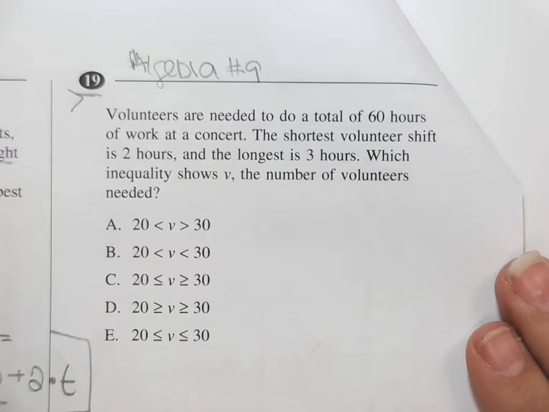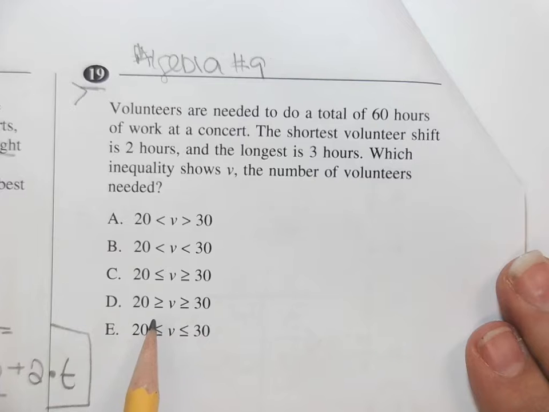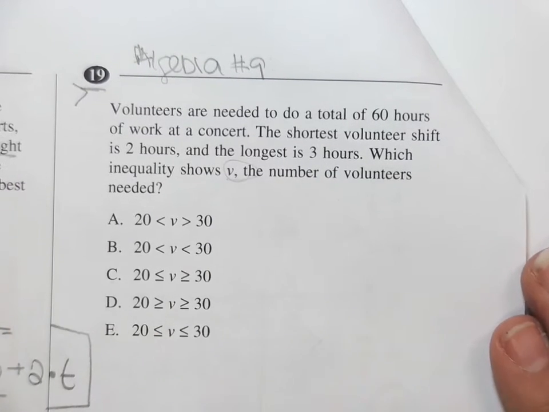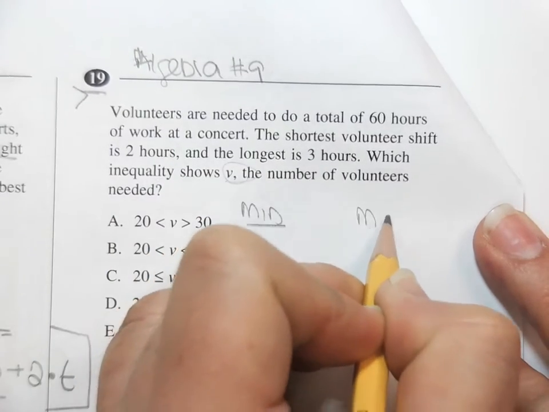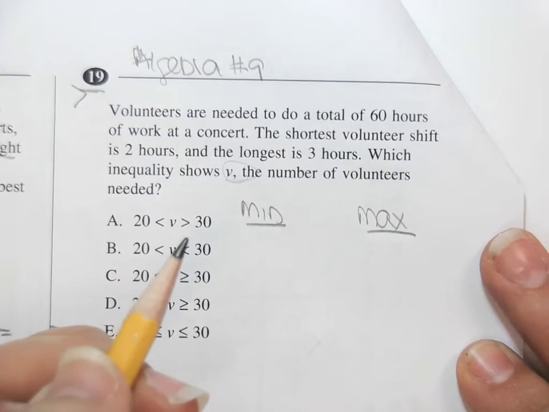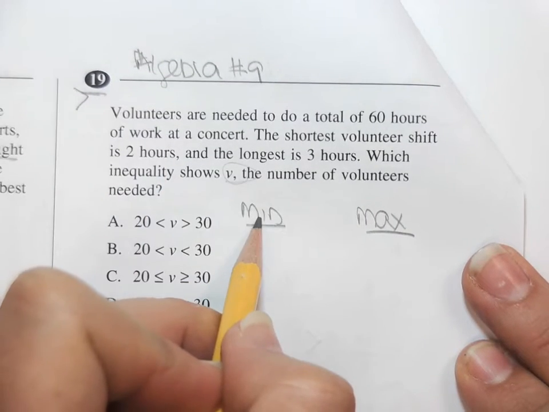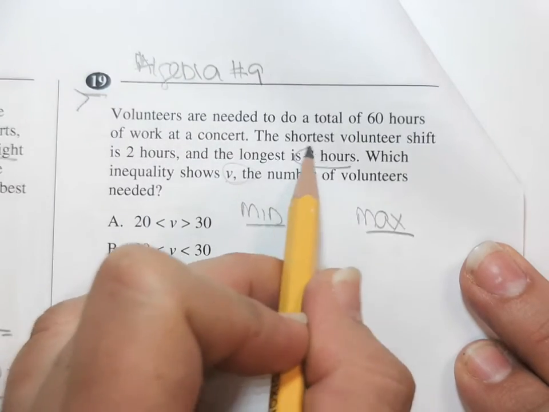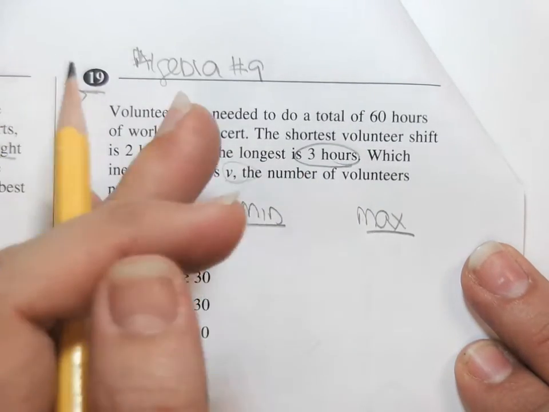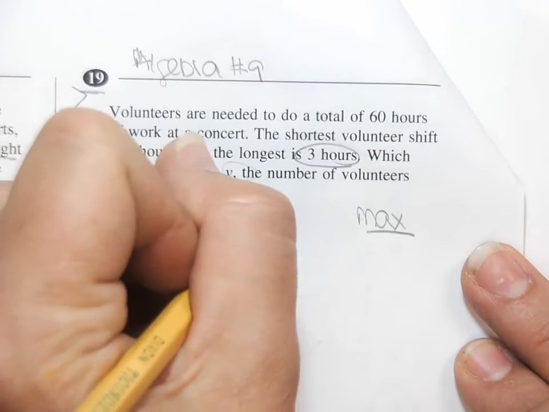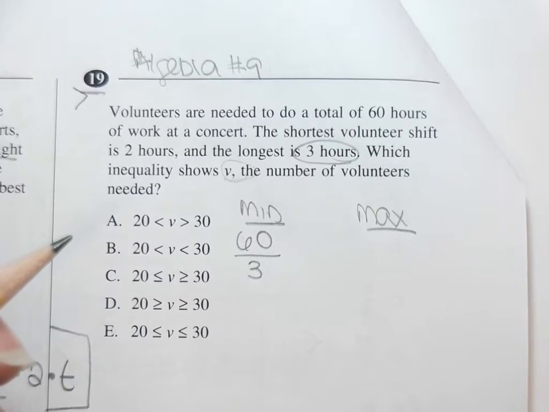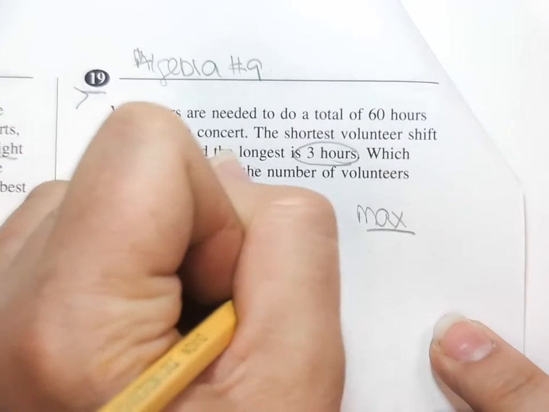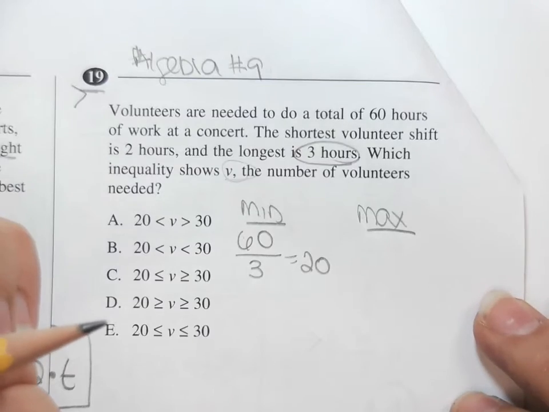Okay, so looking at this, we want to write a compound inequality for the number of volunteers that we need for this situation. So I want to look at this as just the minimum number of volunteers that I need and the maximum number of volunteers that I need. Minimum number of volunteers means that everyone works 3 hours. If all my people work 3 hours, I have the fewest number of people. So that would be 60 hours divided by 3 hours each. So my minimum number of volunteers is 20 if they all work 3 hours.